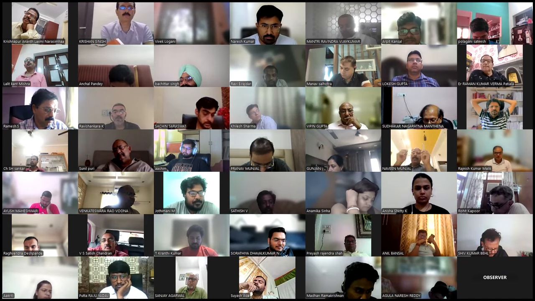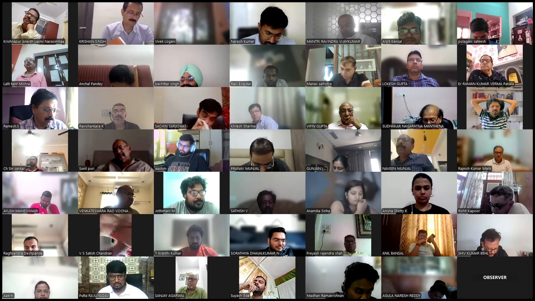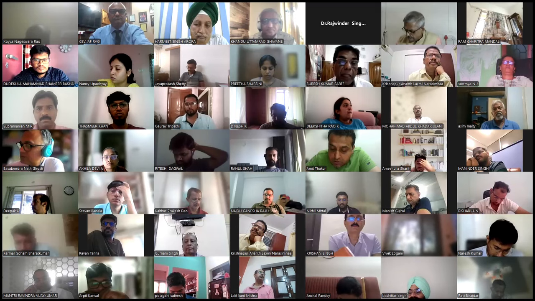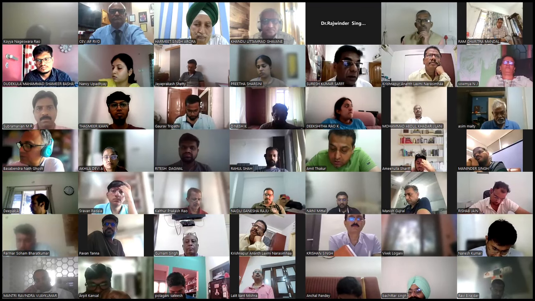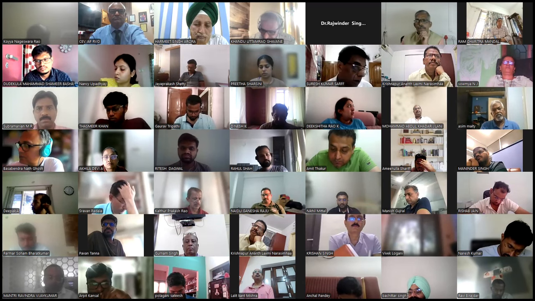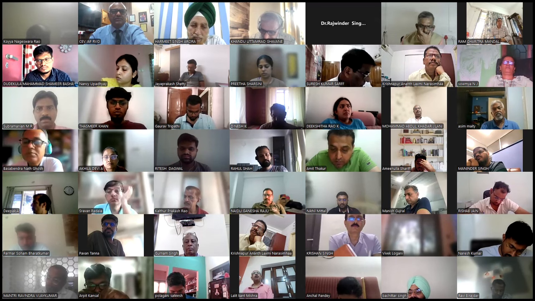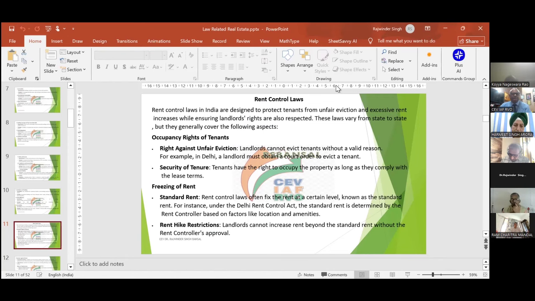And the next thing is rent hike restrictions. The Rent Control Act promulgated that landlords cannot increase the rent beyond the standard rent without the rent controller's approval. So without the approval of the rent controller, the landlord cannot charge rent more than standard rent if the tenant goes to the court for relief.